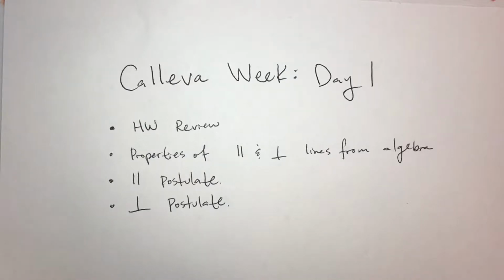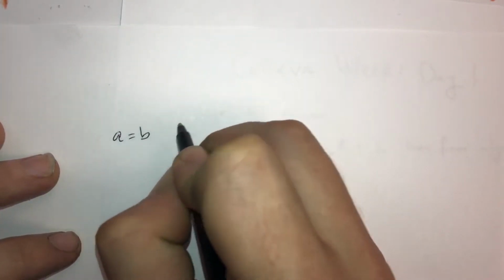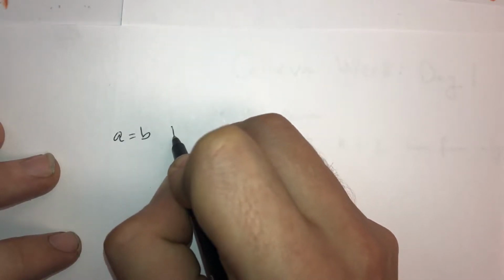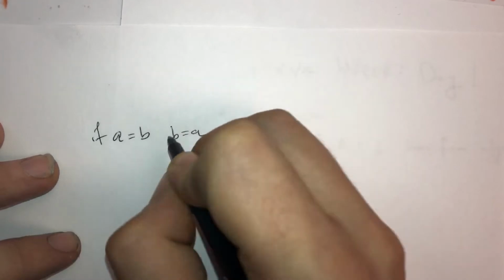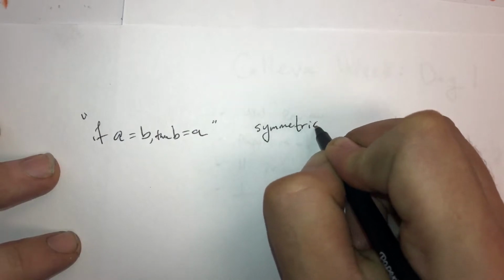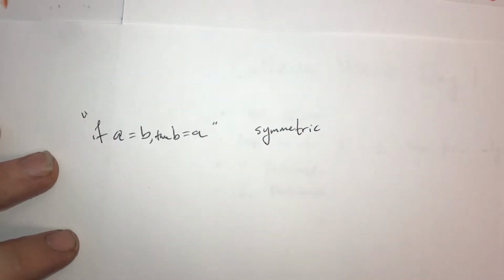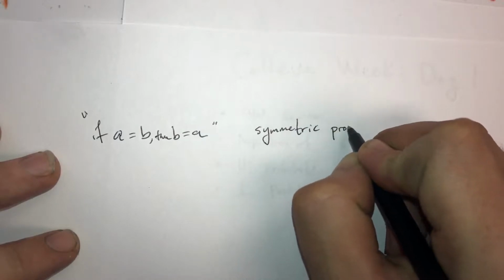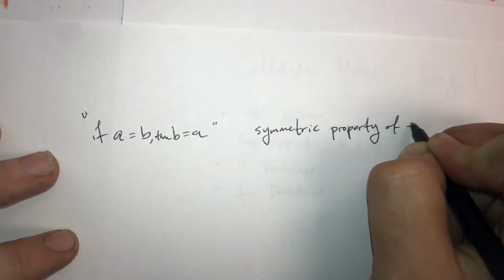Second thing is we're writing properties of congruence and properties of equality without using the words congruence or equality. So for instance, if I'm writing a proof and I want to write why A equals B implies that B equals A, well, that's not just the symmetric property. And it's definitely not just symmetric. So that is not an appropriate answer. You need to write the symmetric property of equality.